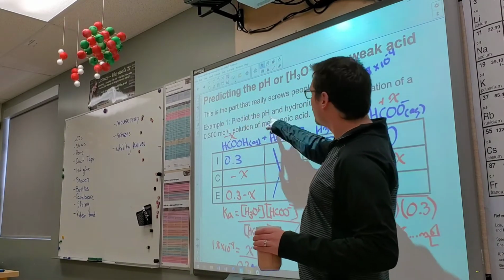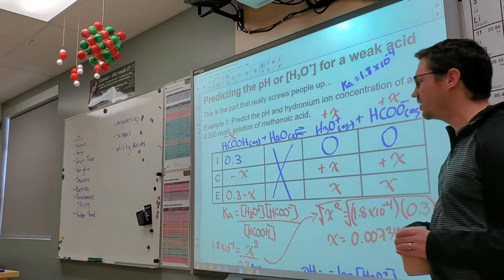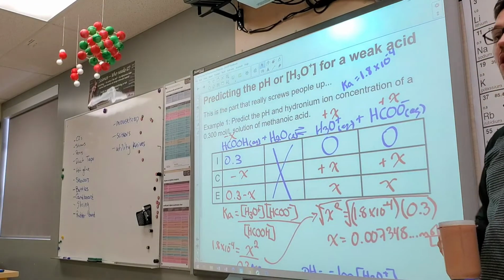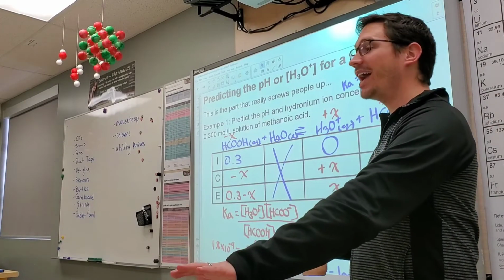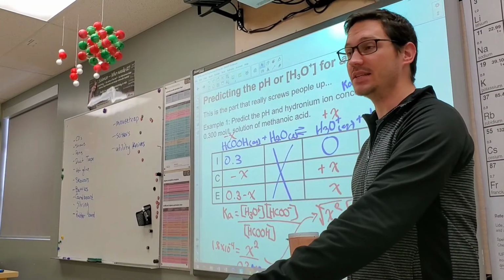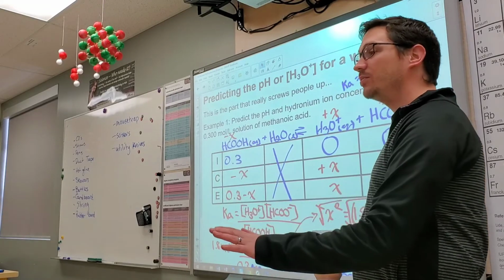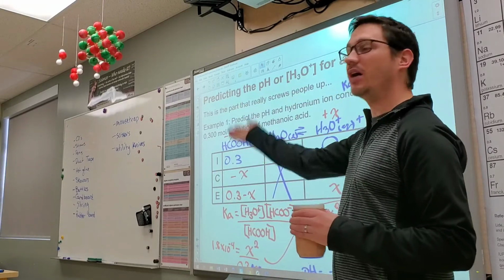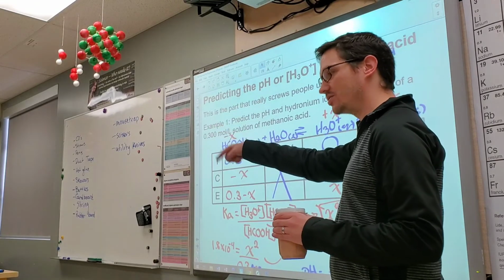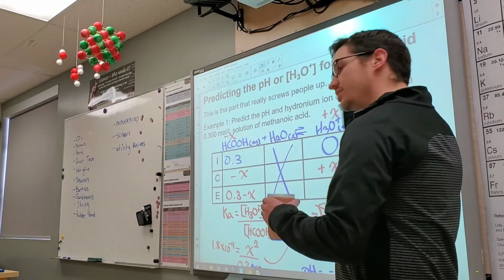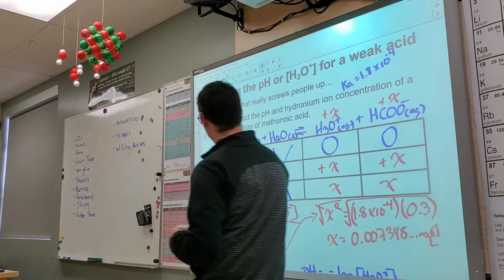Predicting the pH and hydronium ion concentration of a weak acid is hard. Predicting the pH of a strong acid is super easy. Strong acids are super easy. 100% ionizes, so whatever the concentration of the acid is, that's the concentration of your hydronium. Then you just negative log to get your pH.